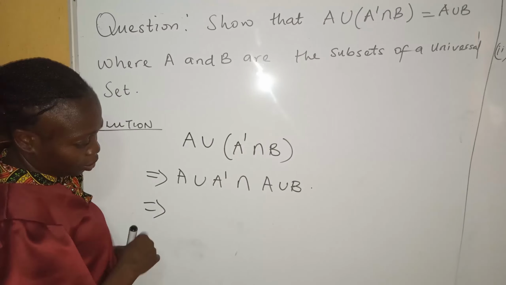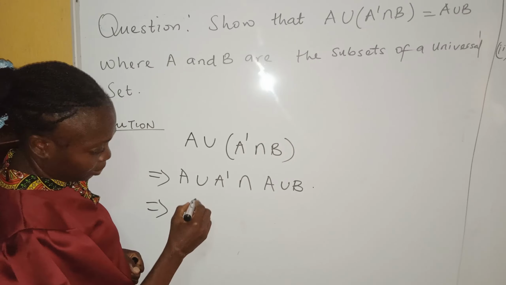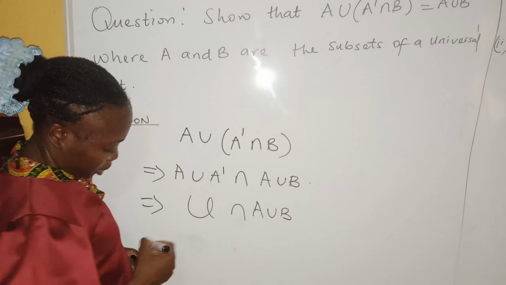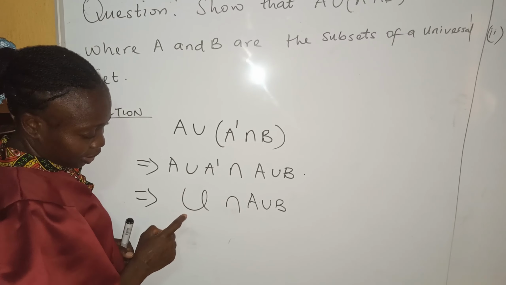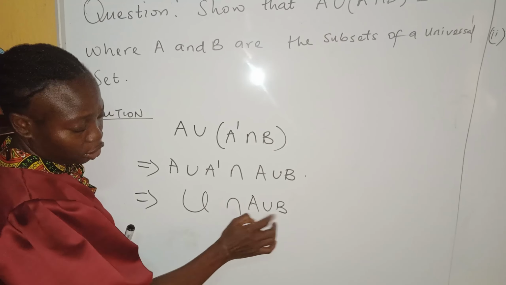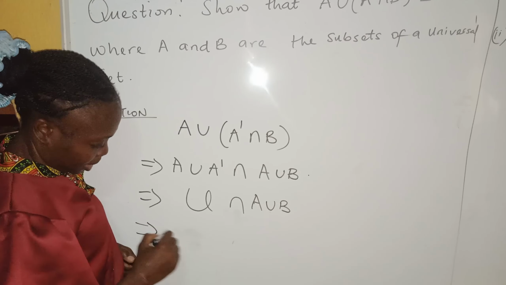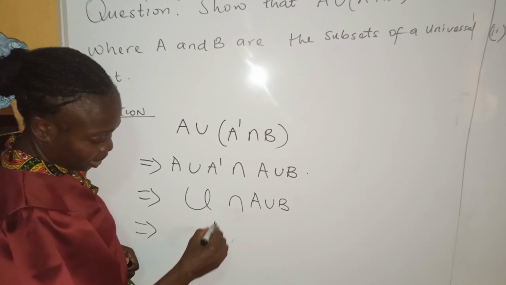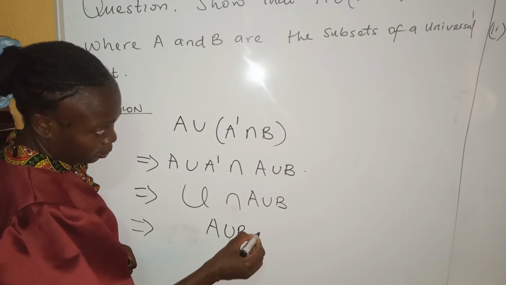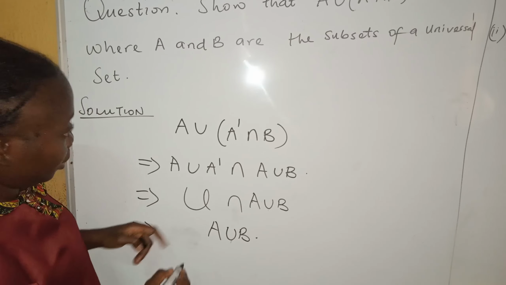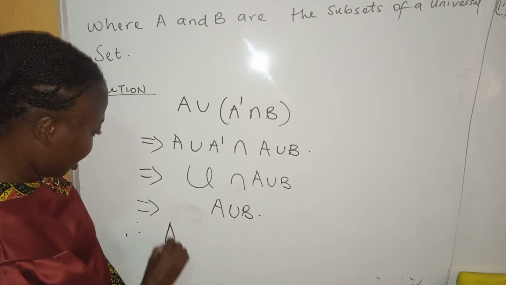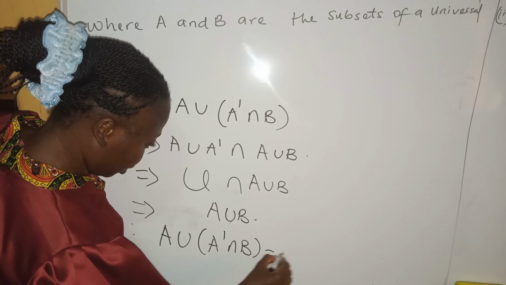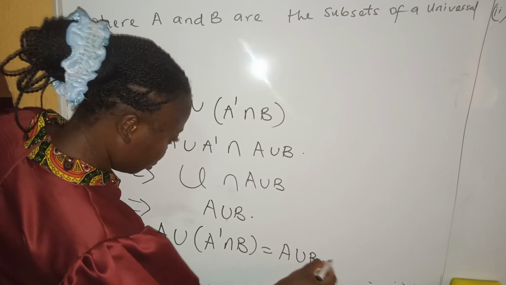So A union A complement is the universal set. Intersection A union B: universal set intersection A union B, that is, the elements here intersecting elements in the universal set, which is A union B, which is the same thing. Therefore, A union (A complement intersection B) is equal to A union B.